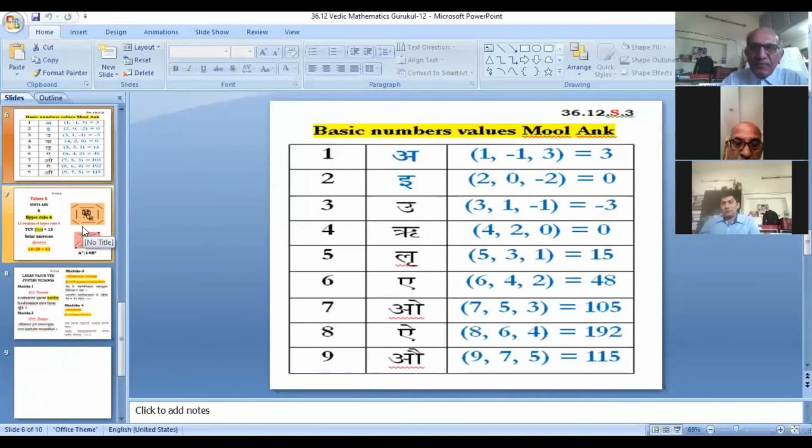If we reach the transcendence values of all one to nine, then the sequential values are going to be 3, 0, -3, 0, 15, 48, 105, 192, and 315. Here it is also incorrect.